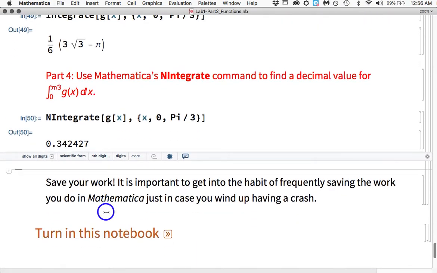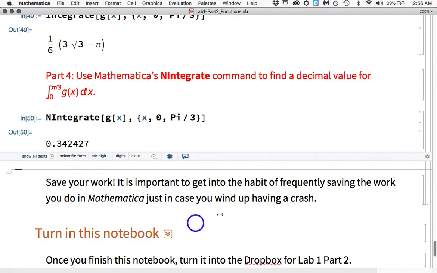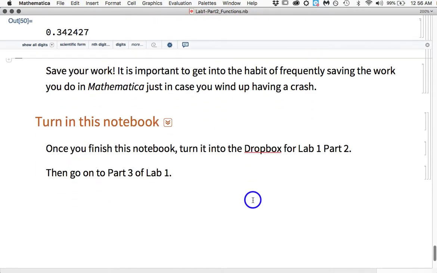You should definitely save your work. And at this point, once you have finished the work on this notebook, you should turn it into the appropriate Dropbox and then go on to part 3 of Lab 1. Now, part 3 of Lab 1 does not have a video, so what you need to do is read through that notebook very carefully and follow all of the instructions, and when you're done with it, turn it in through the Dropbox. If you have questions, just see me in office hours.